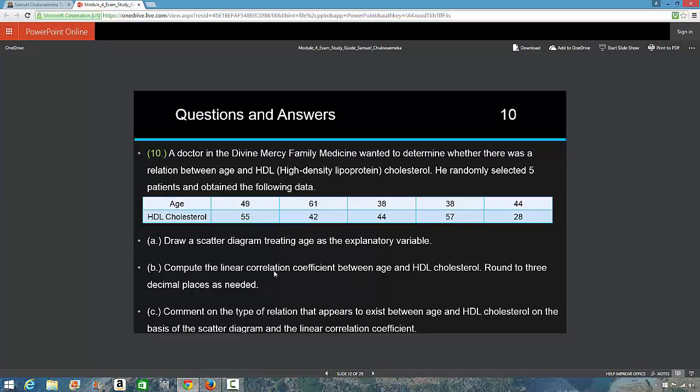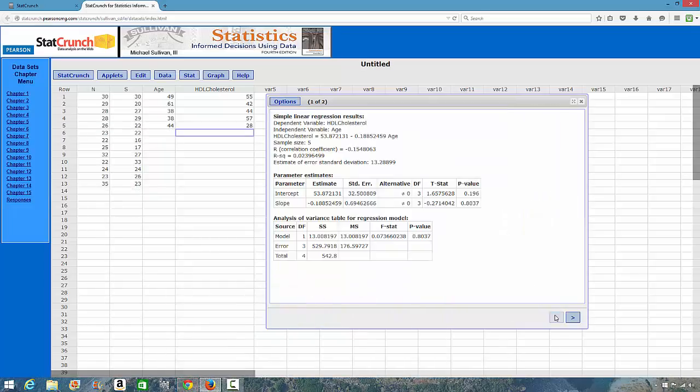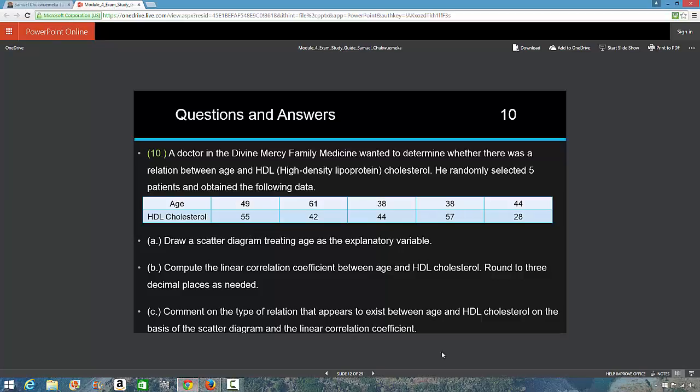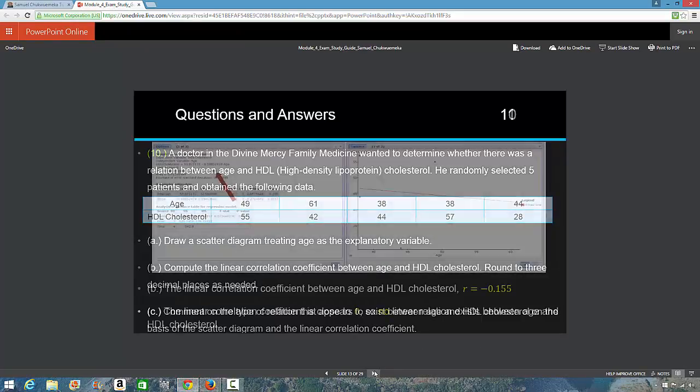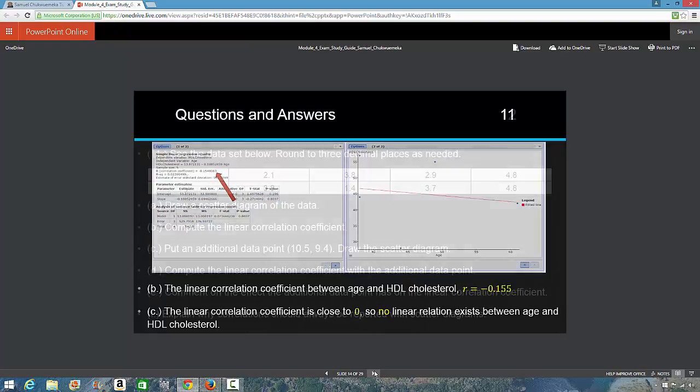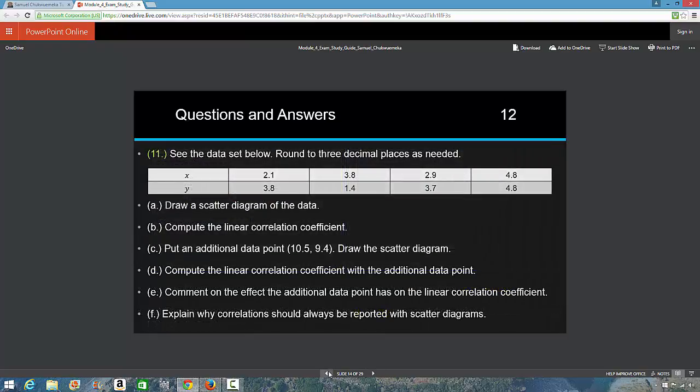If you want to compute the linear correlation coefficient, this is the correlation coefficient right here, what I just highlighted, negative 0.1548083. We did an example like this also in the Module 4 assignment.